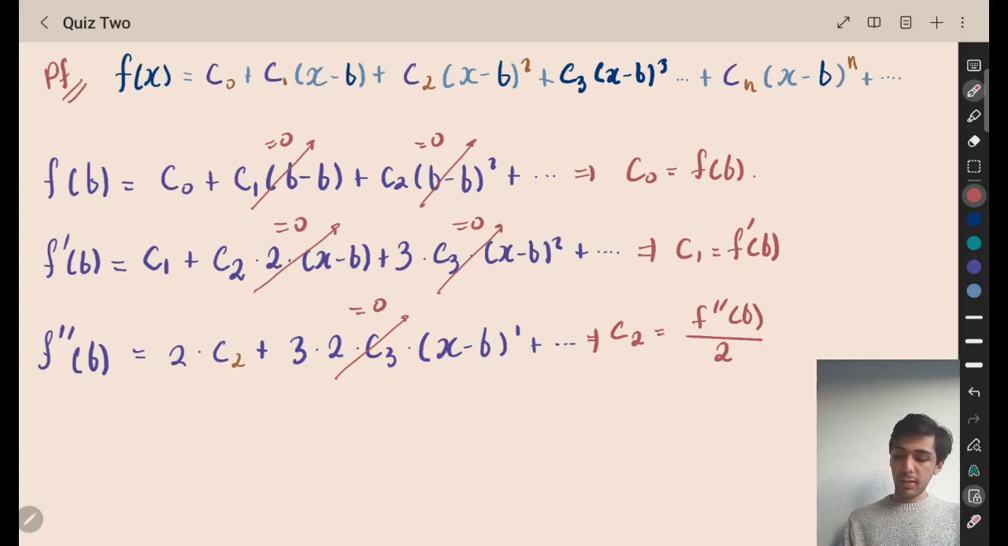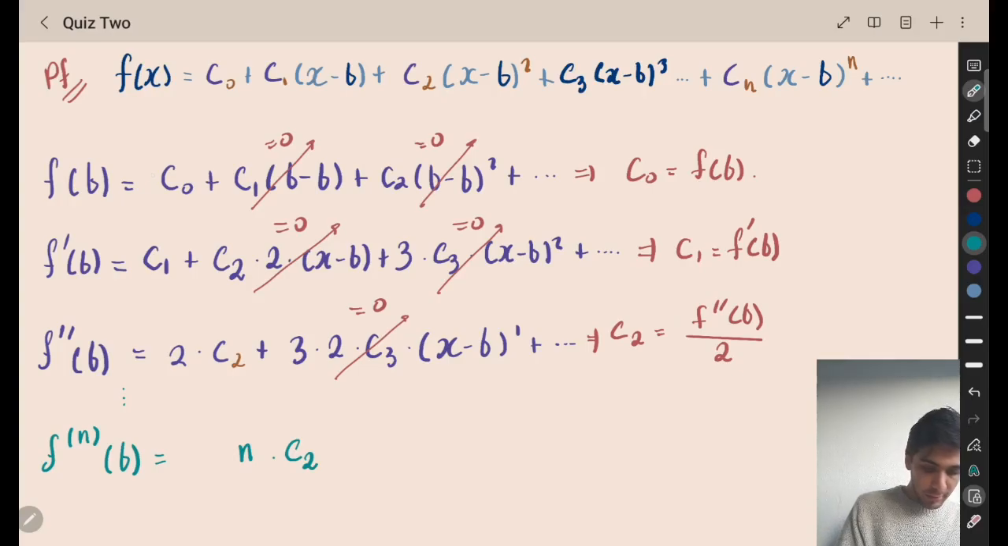And from here, I think we see a pattern. So it seems that if we take the nth derivative and we plug in b, we get something that contains C2. What is this something? Is it n? It's not n, right? Because if it's n, then it's 0 times f of b. It doesn't work. It works from here. It works from there.